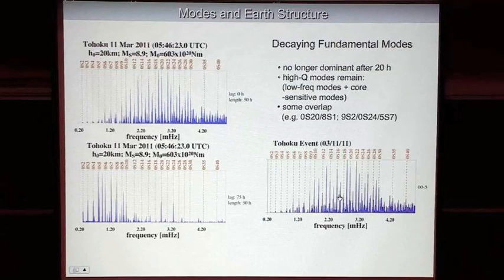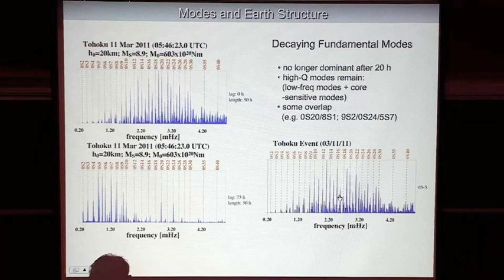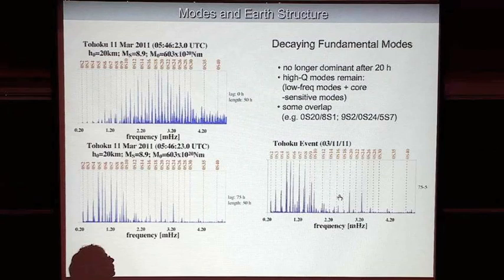So if I run this movie here, you see we start the spectrum at the beginning and then start successively later, and you see very nicely how the fundamental modes fade really quickly because they are only sensitive to the highly attenuating shallow mantle. And then you see how the high Q, or low attenuating, modes prevail. Here, for example, it says 0S20, but it actually turns out this is not really 0S20 anymore. It's one of those modes that are highly sensitive to the core, in this case even to the inner core, and it's actually 8S1.